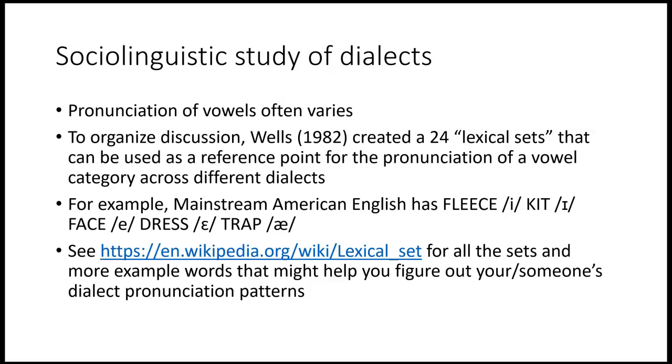And I've provided here a Wikipedia link to the different lexical sets, where again each one is sort of represented by an example word, and if you go look at that list, you will find some of those 24 different lexical sets have the same vowel in your dialect. They have the same vowel in standard American English and mainstream American English, but those have potentially different vowels in different dialects of English.